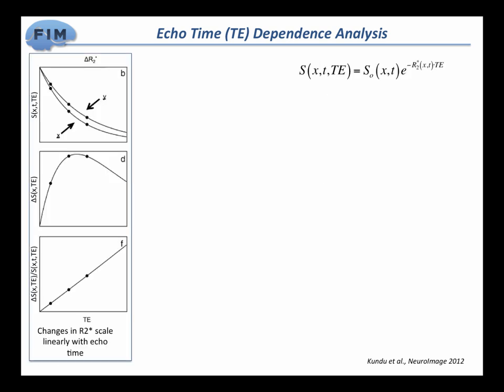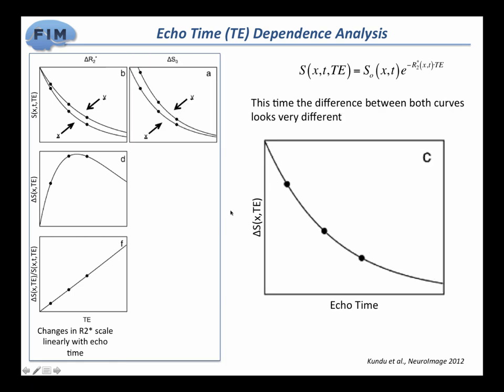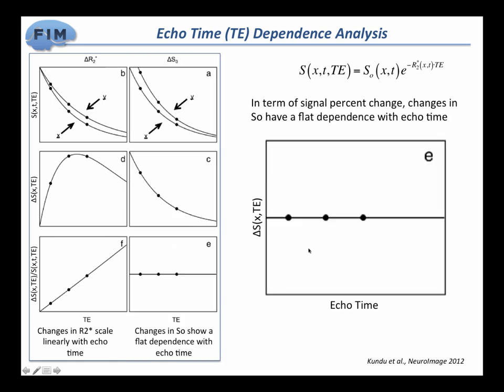So we put that on one end, and now what happened with the other one? What if I have two curves where the difference between one and the other is not a change in T2 star, but a change in S0? So this would be hardware instability, this would be head motion. Then the curves look slightly similar to this, but not exactly. And when we do the difference, they look less similar to that. But more importantly, when we look at them in terms of signal percent change, there is a clear difference.